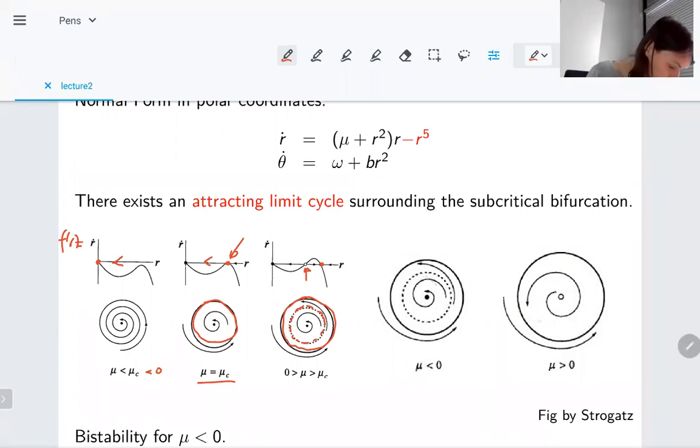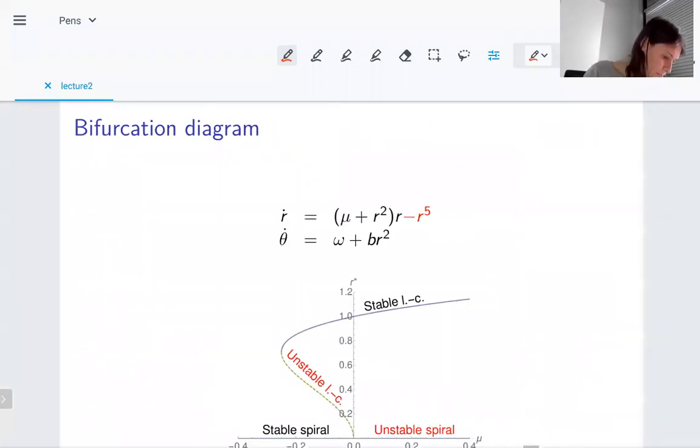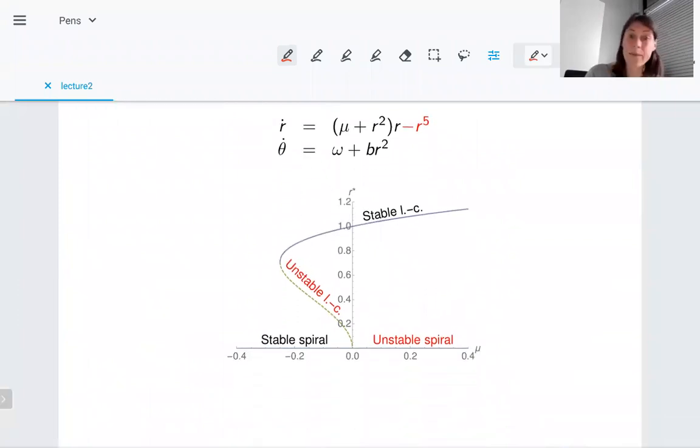At mu equal to 0, what happens is that this unstable limit cycle collapses to the equilibrium and the equilibrium changes the stability. And this is the subcritical Hopf. So we have a saddle node of limit cycles followed by this change in the stability of the equilibrium. And this bifurcation is represented in this bifurcation diagram.